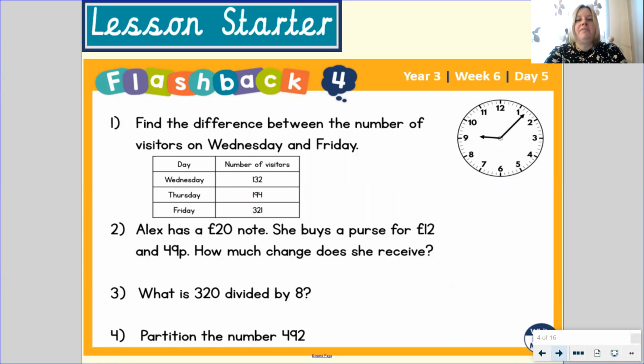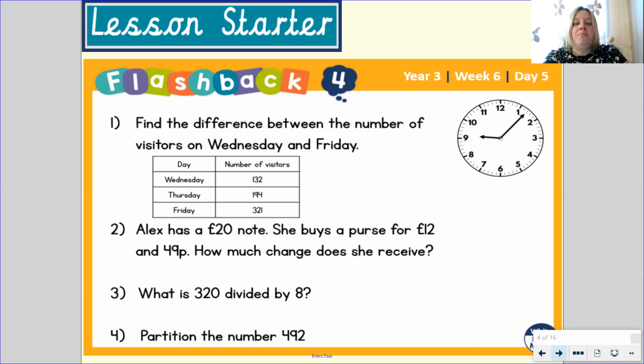Here's our lesson starter for today. Once I've read you the questions, I want you to pause the video and have a go at answering them on your whiteboards or on a piece of paper. Question 1. Find the difference between the number of visitors on Wednesday and Friday. So on the table, you need to find how many people visited on Wednesday and how many people visited on Friday. Then you need to work out the difference.